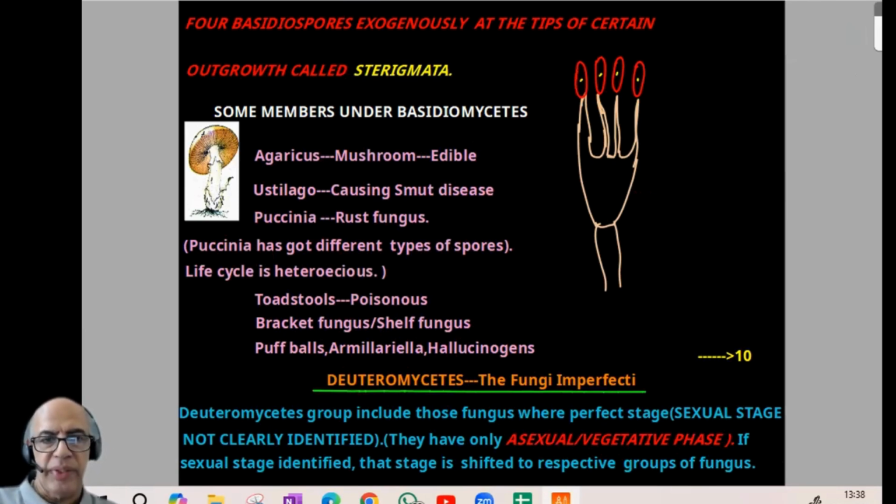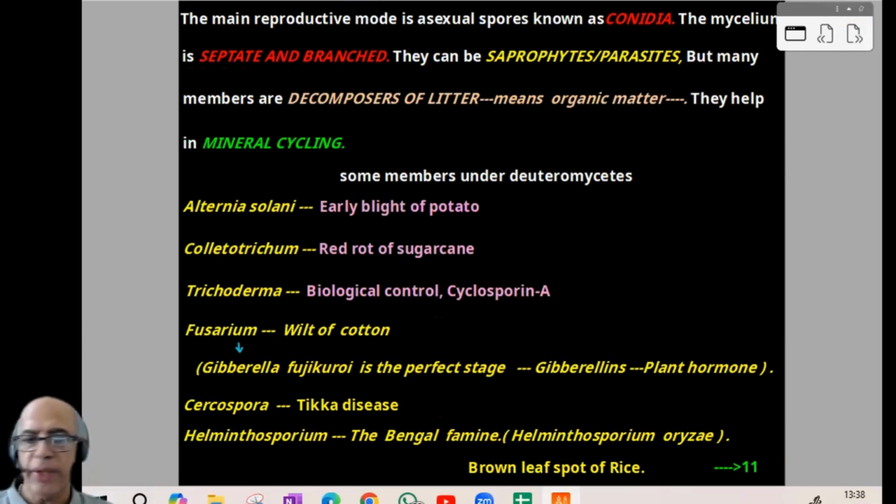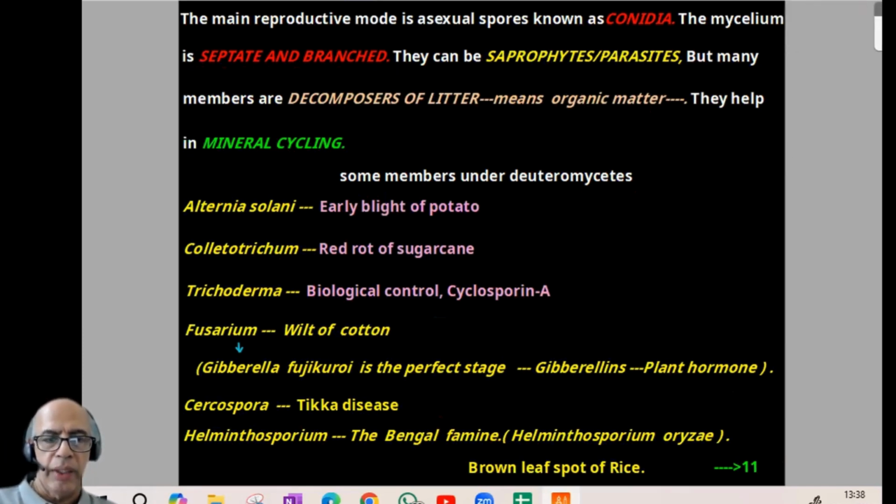That is, the perfect stage is not seen. So only asexual vegetative reproduction, like conidia; the mycelium is septate and branched, and many members are decomposers of litter. They help in mineral cycling. Some important members come under Deuteromycetes. Then after that, 5 theory questions and 5 NEET model questions with the key.